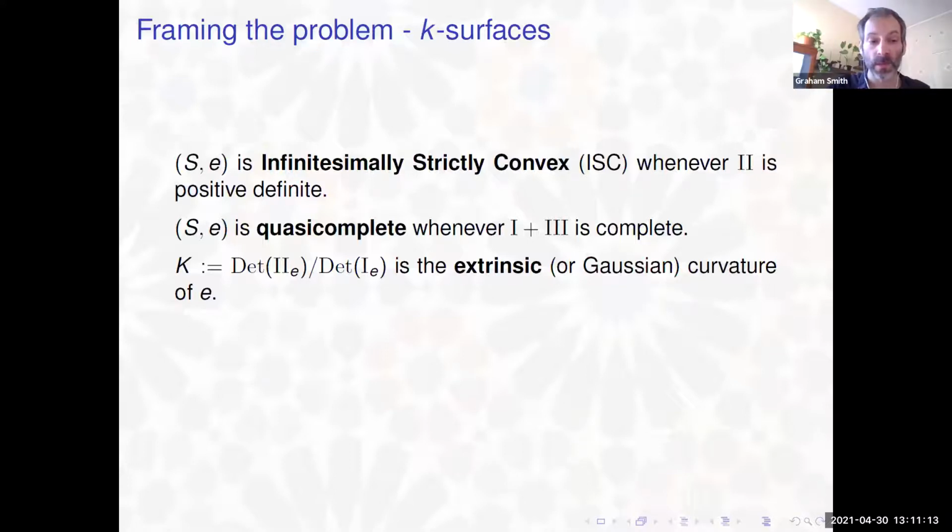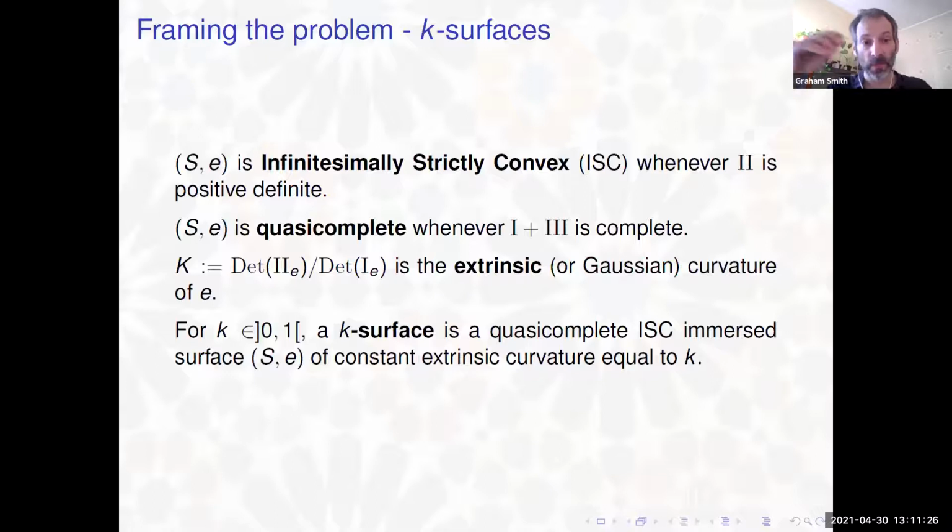In the context of this talk, I will call K, which is the quotient of the determinant of the second fundamental form by the determinant of the first fundamental form, the extrinsic curvature of my immersion. And I'm now able to define what I will call from here on a K surface. I will call a K surface a quasi-complete, infinitesimally strictly convex immersed surface, SE, which is of constant extrinsic curvature equal to K.